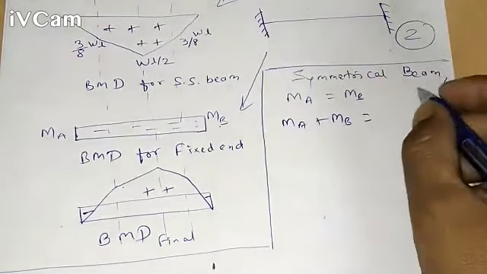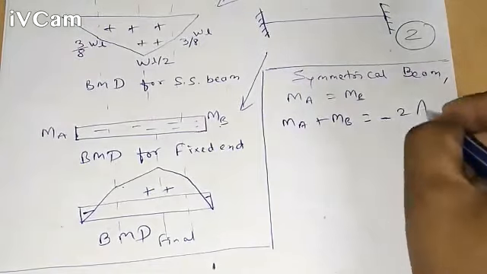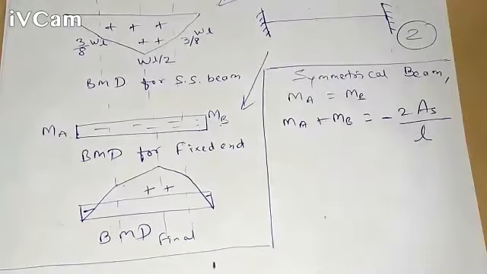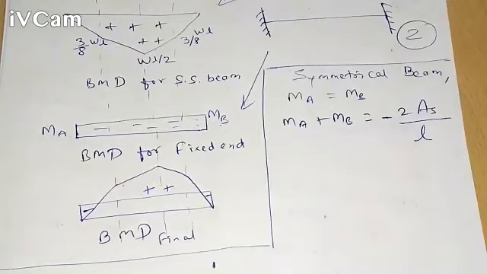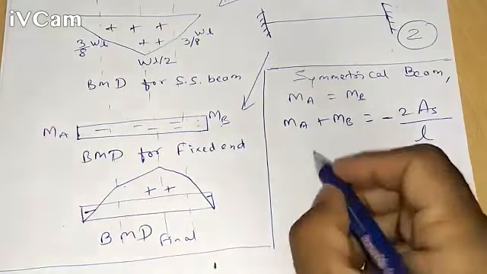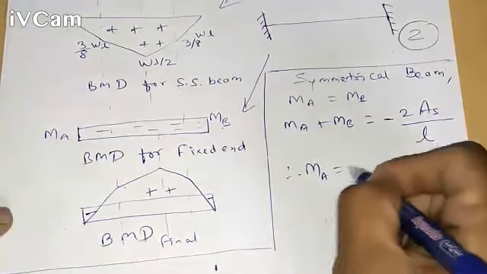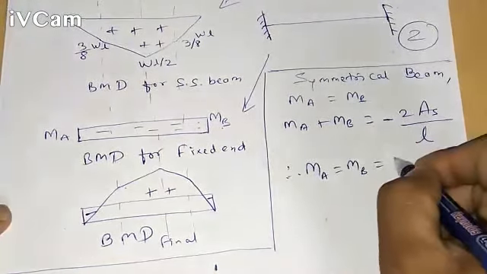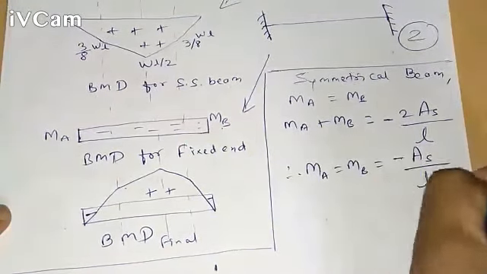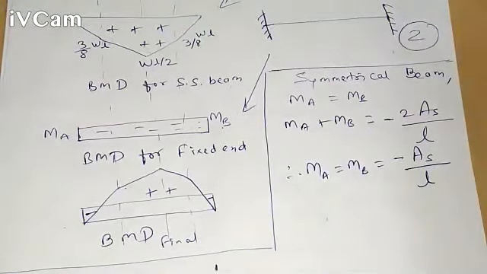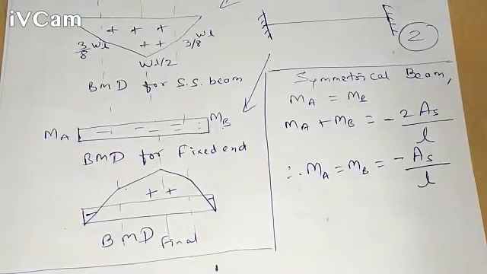So we'll get minus 2 into the area of the bending moment diagram divided by L. Now since MA equals MB, MA would be equal to MB, and that is equal to minus AS divided by L. Now the area we need to calculate.